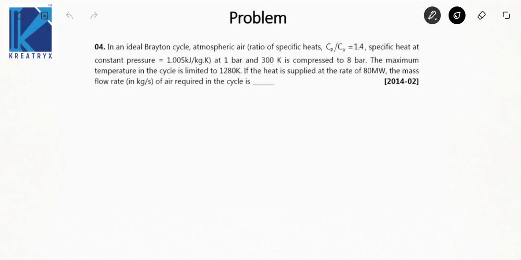In an ideal Brayton cycle, atmospheric air, Cp by Cv, gamma is given as 1.4, specific heat at constant pressure is 1.005. The atmospheric air at 1 bar and 300 Kelvin is compressed to 8 bar. The maximum temperature in the cycle is limited to 1280 Kelvin. If the heat is supplied at the rate of 80 megawatt, the mass flow rate of air required in the cycle is, let's draw a TS diagram of this Brayton cycle.